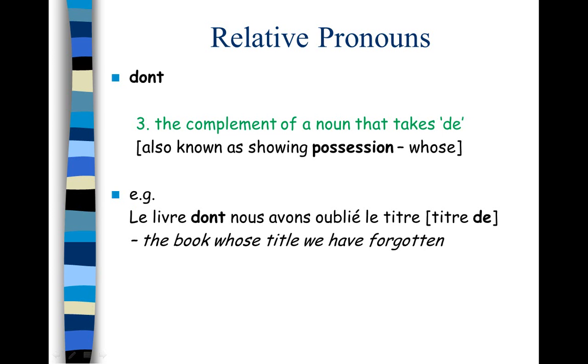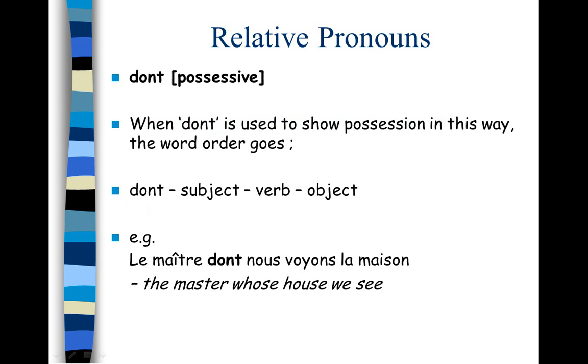See, the noun plus de, and we can't leave that de there, we've got to incorporate it. In English, we'd say the book whose title we've forgotten. We'd use the whose. What this is literally saying is the book of which we have forgotten the title. Okay? And that's what you need to remember, because this is quite a different construction. When we use dont to show possession in this way, this is how the word order has to go. Dont, subject, verb, object. And if you translate it the way I just told you, then that will help you.